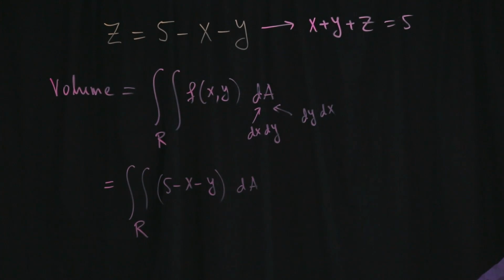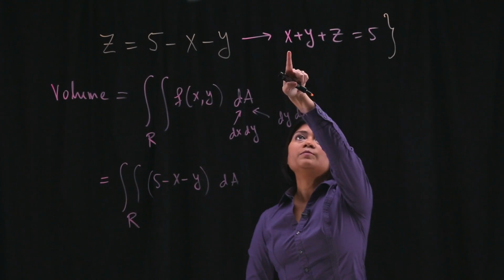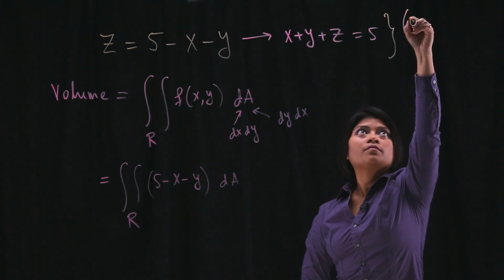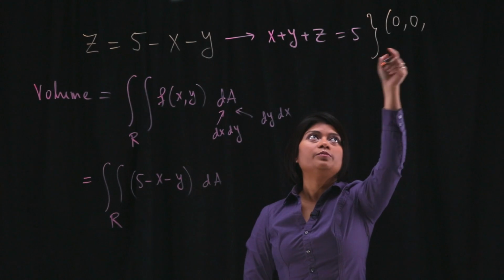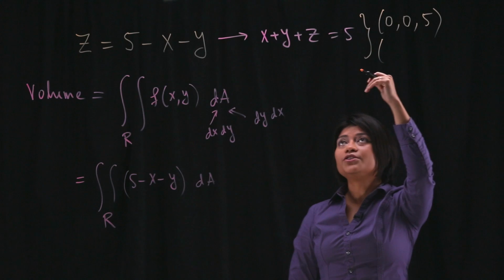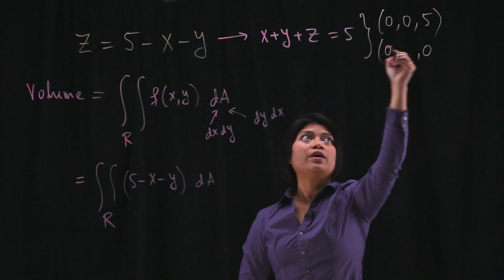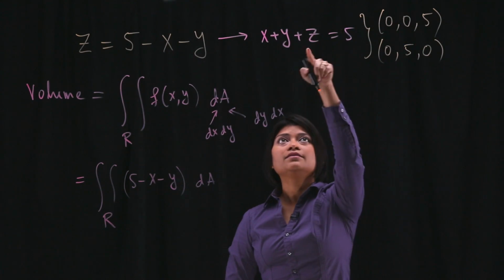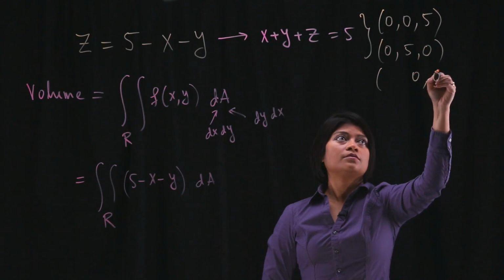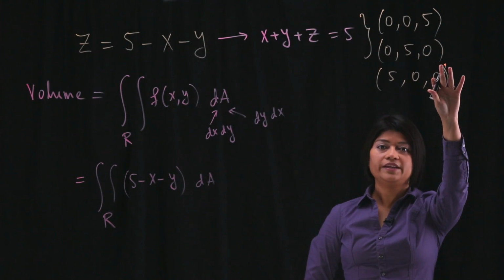Well, you can plug in 0 for x and 0 for y, and then z will be equal to 5. So that's one of the intercepts. And you can do the same for the other two. You can plug in x equals 0 and z equals 0. That will give you y equals 5. And last one, you can plug in y and z both 0, and x will be 5 as well. So those are our intercepts.